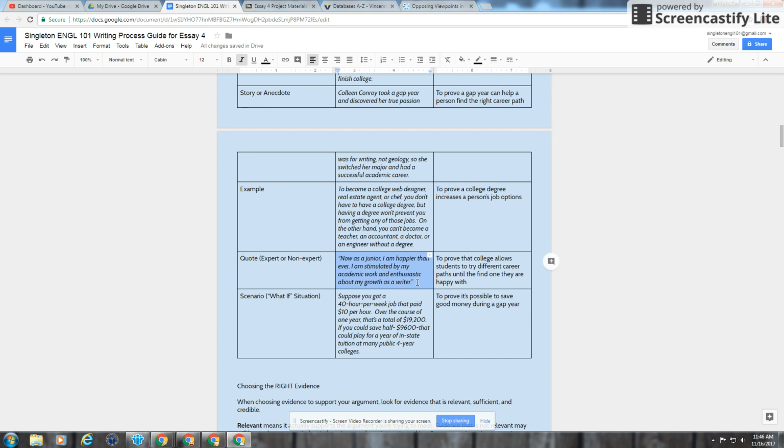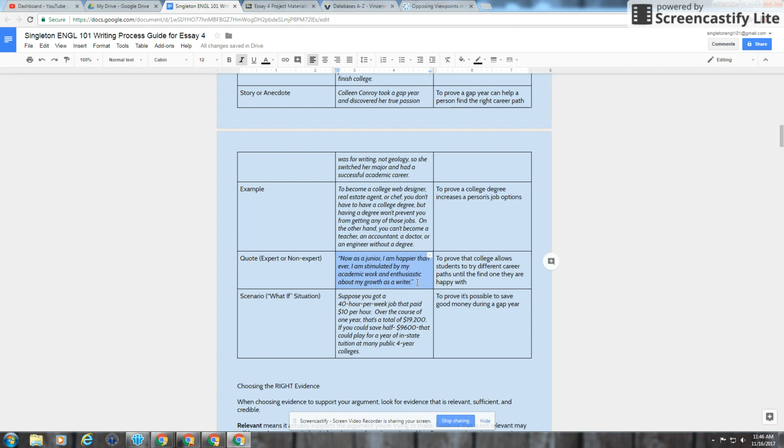So again, a quote could be a quote from a reading, it could be a quote from one of the articles from our library database, or it could be a quote from someone that you know, a friend, someone who's a non-expert.